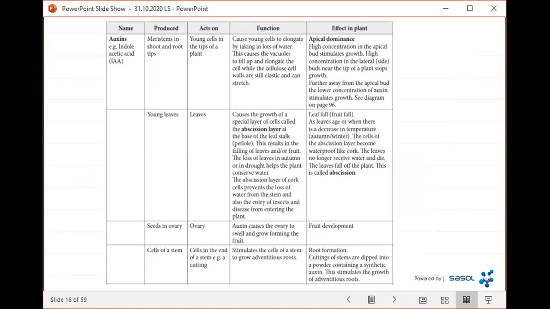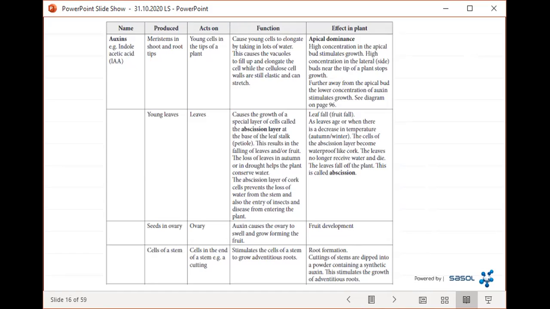Its function is that it causes young cells to elongate by taking in lots of water. This causes the vacuoles to fill up and elongate the cell, while the cellulose cell walls are still elastic and can stretch. Then the effect on the plant is apical dominance. We have a high concentration in the apical bud, which stimulates growth. Then we also have a high concentration in the lateral buds, and that stops growth. Further away from the apical bud, the lower concentration of the auxin stimulates growth.